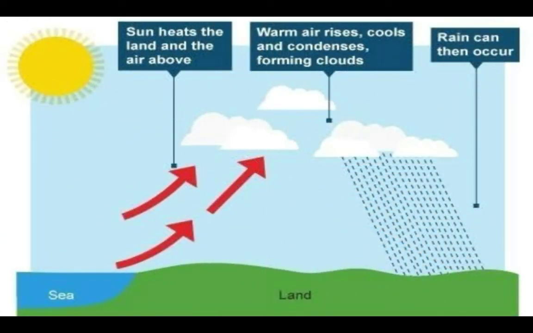This is conventional rainfall when, due to the heat of the sun, the air above the land heats up and rises. It cools down, forms the cloud, and comes down again on the earth in the form of rainfall.